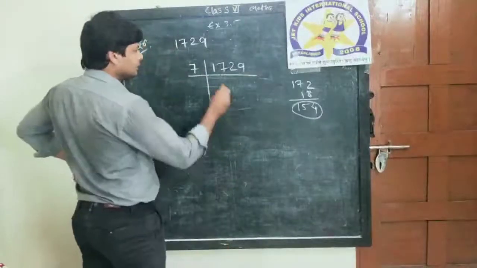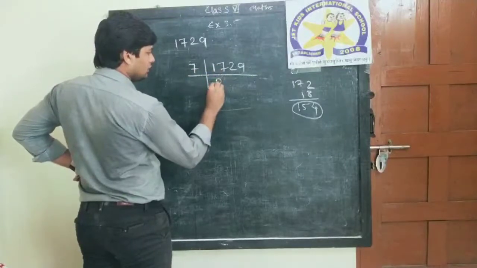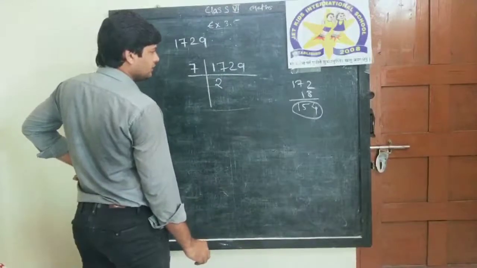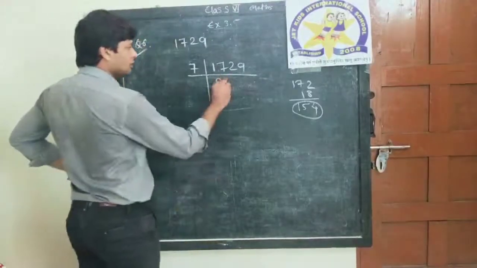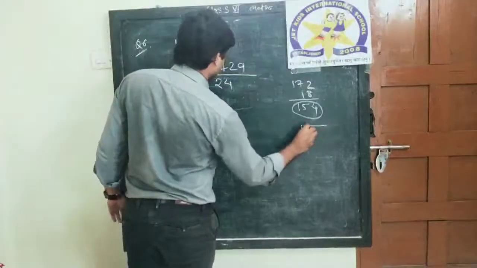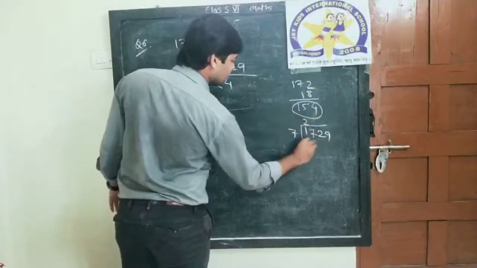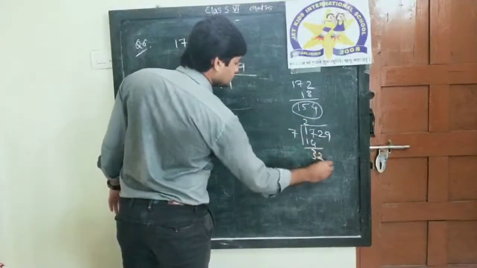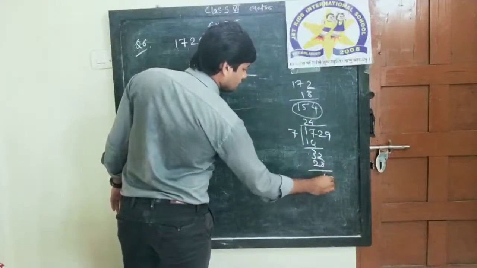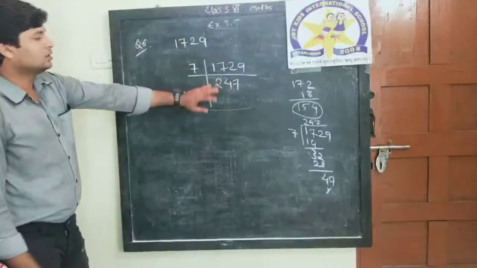Now again, 7 2s are 14, remainder 3, then 7 4s are, I am dividing here, just pay attention. 1729 divided by 7, 7 2s are 14, 3 2, 7 4s are 28, 4 9, and 7 7s are 49, that means 247. Clear? 247.